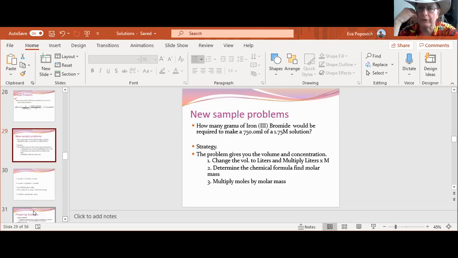Okay, somebody other than Dylan and Rebecca. Where are we going to start with this problem? Convert the milliliters to liters. Okay, I have 0.7500 liters. Now what am I going to do, Cassidy? Then are you looking for the molarity? Oh wait, sorry. I'm wanting grams. So how do I get grams?